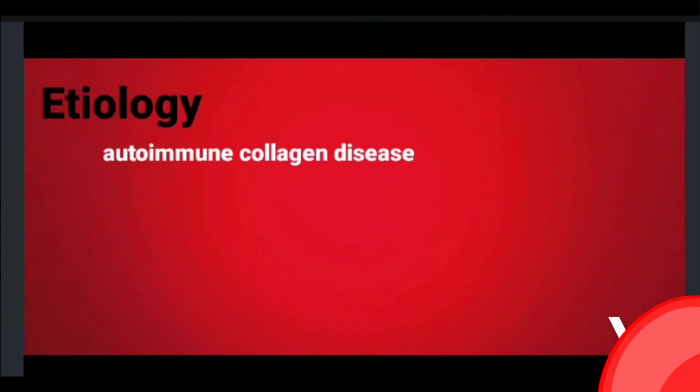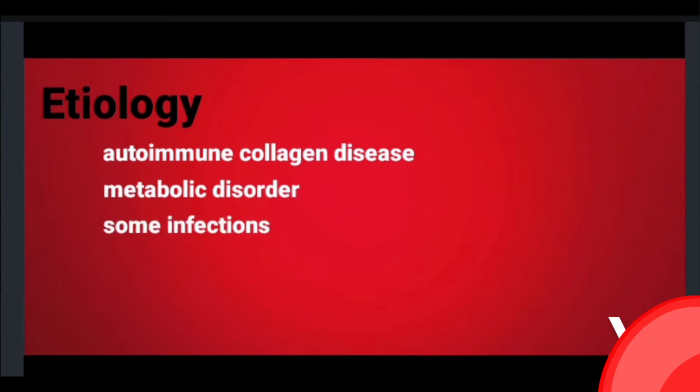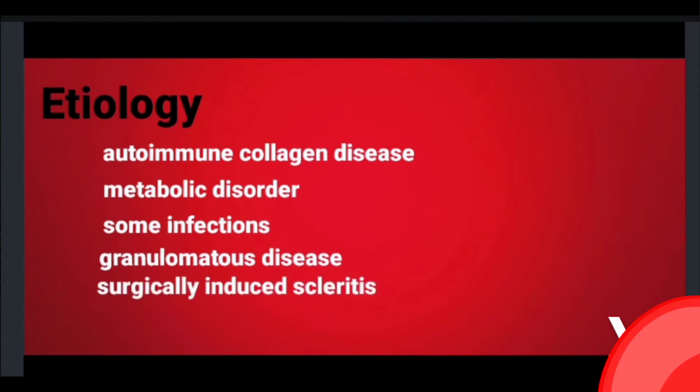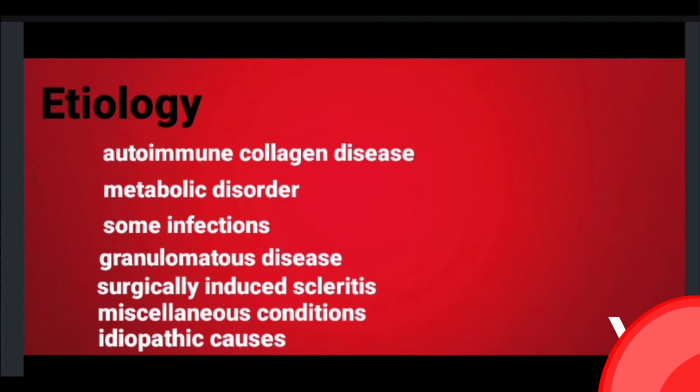Then etiology of scleritis. Some common conditions are autoimmune collagen diseases such as Wegener's granulomatosis, polyarteritis nodosa, etc. The second is metabolic disorders like gout and thyrotoxicosis, some infections such as herpes zoster ophthalmicus, and granulomatous disease. After that, surgically induced scleritis, then miscellaneous conditions such as irradiation and chemical burns. And last, the idiopathic causes, which are unknown.